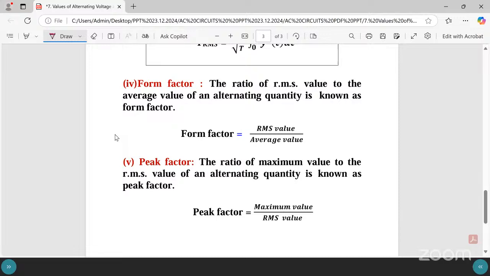Please note the formulas. We'll do the problems. Form factor is equal to RMS value by average value. Peak factor is equal to maximum by RMS value. Please note the formulas.